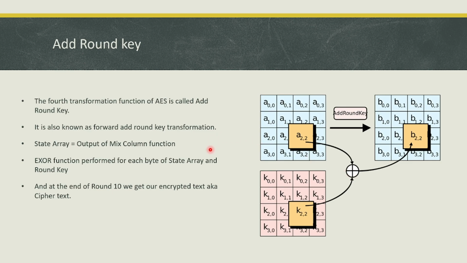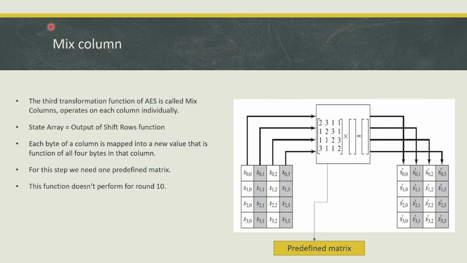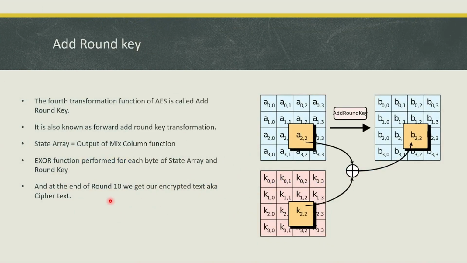So this is the easiest step, and one thing to note is that we do not perform the mix column operation in the 10th round. After performing these steps in round 10, finally we will get our encrypted cipher text, and this way we can encrypt our plain text into cipher text, and using the reverse process we can also decrypt it. So this is how the AES algorithm works.